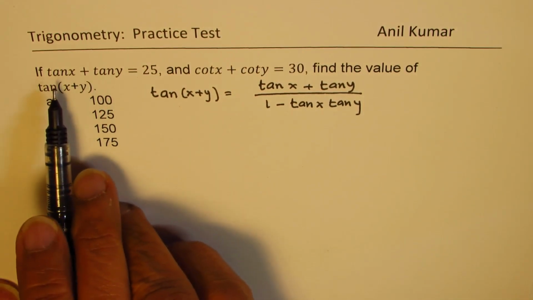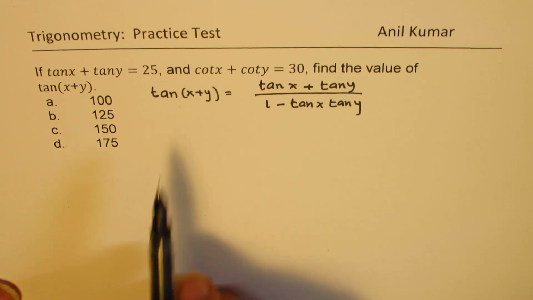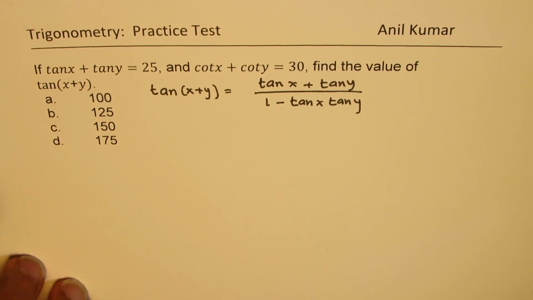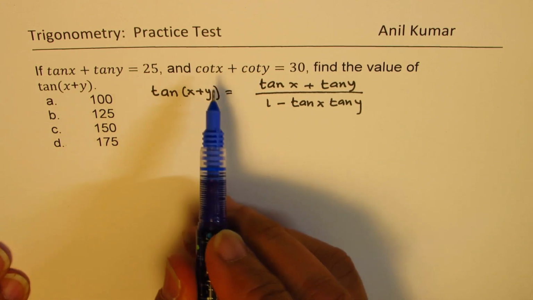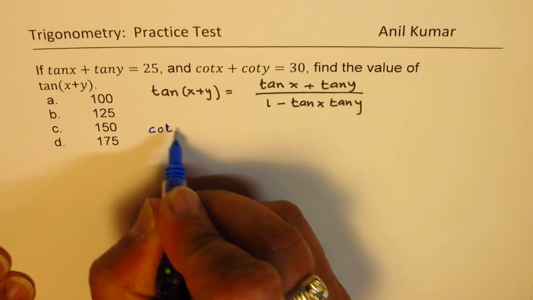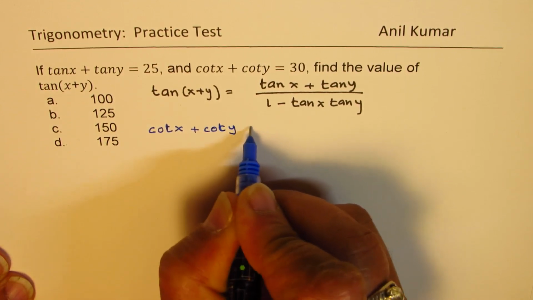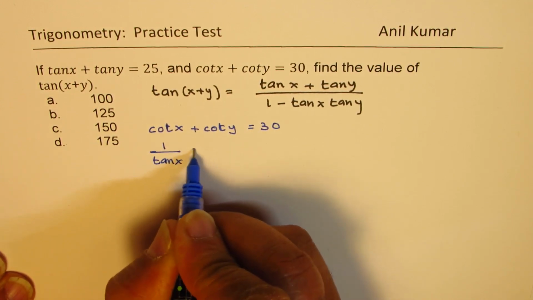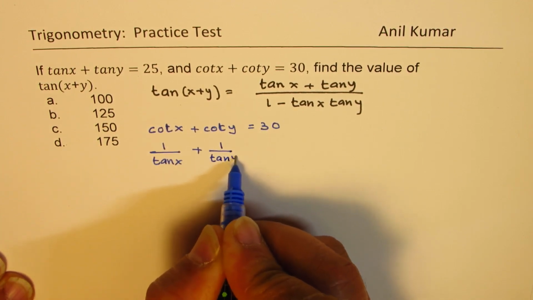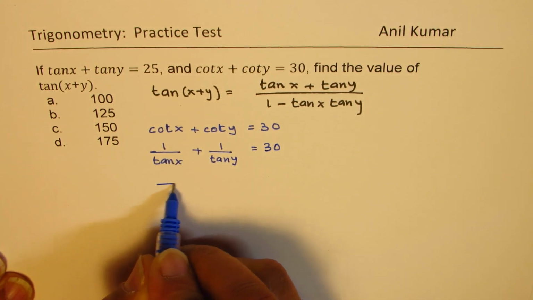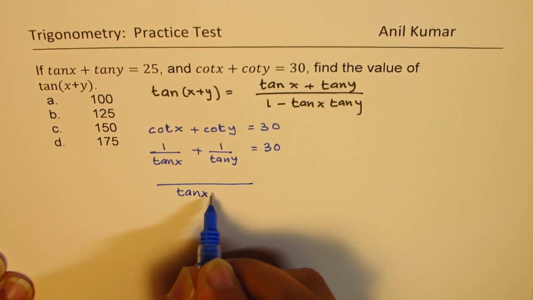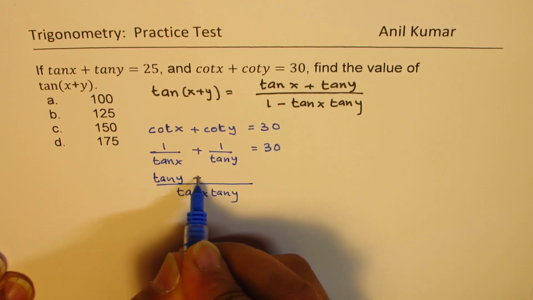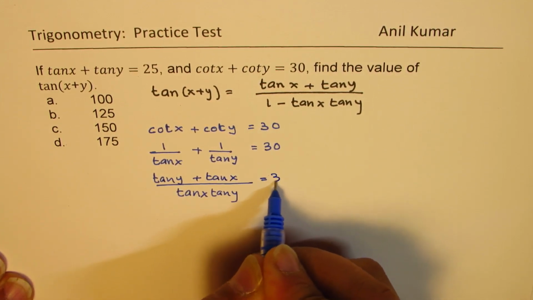Correct? We know what tan x plus tan y is, that is, we know the numerator. However, we do not know what is the product of tan x and tan y. To find that, we can utilize this condition, which is cot x plus cot y equals 30. Cotangent is 1 over tan x, correct? So that could be written as 1 over tan x plus 1 over tan y equals 30. Taking a common denominator gives us the product of tan x and tan y in the denominator, and in the numerator we get tan y plus tan x, which should be equal to 30.